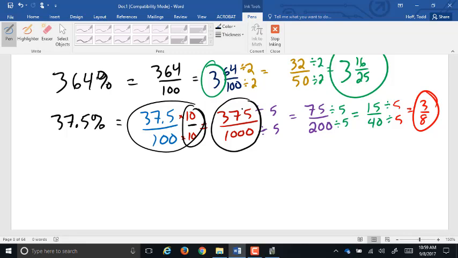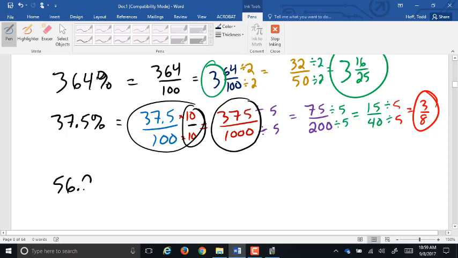Well, that's a very good question. Will it always be by 10? This one will answer that question. So 56.25% is 56.25 over 100. To get rid of the decimal there, what would we have to multiply by? 100. Why 100 instead of 10? Because it's 2 decimal places we have to go. Good.